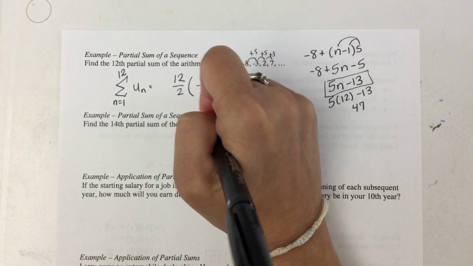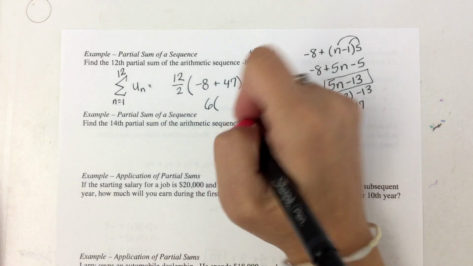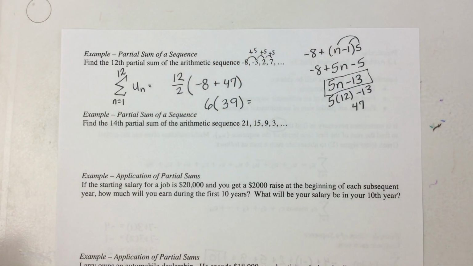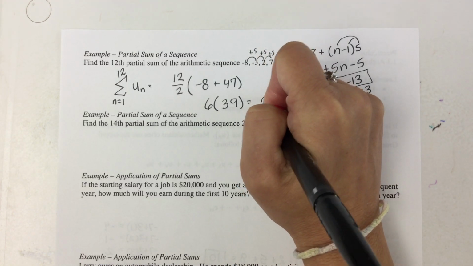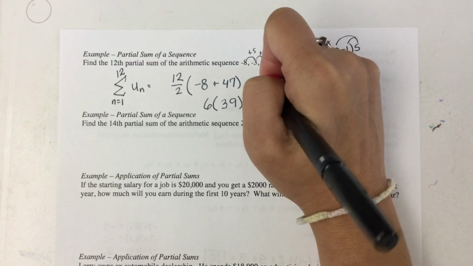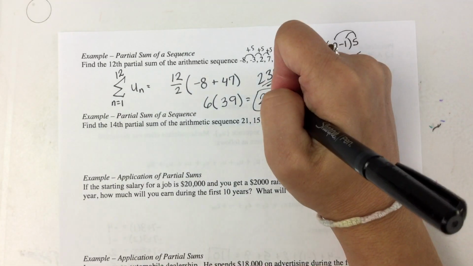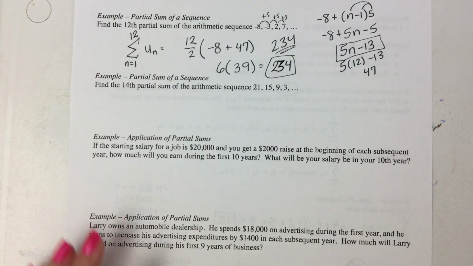So now I can go ahead and calculate. 12 divided by 2 is 6. Negative 8 plus 47, I end up with 39. If you multiply 6 times 39, the sum of the first 12 terms is 234. My 3 looked a little funky, that's why I rewrote it. 234. Okay, here's another one.